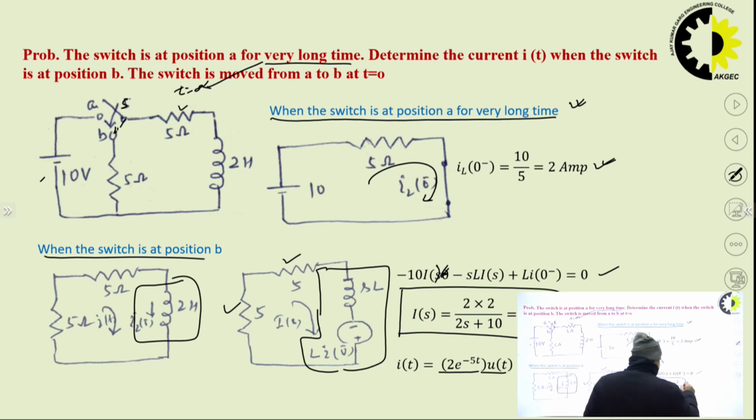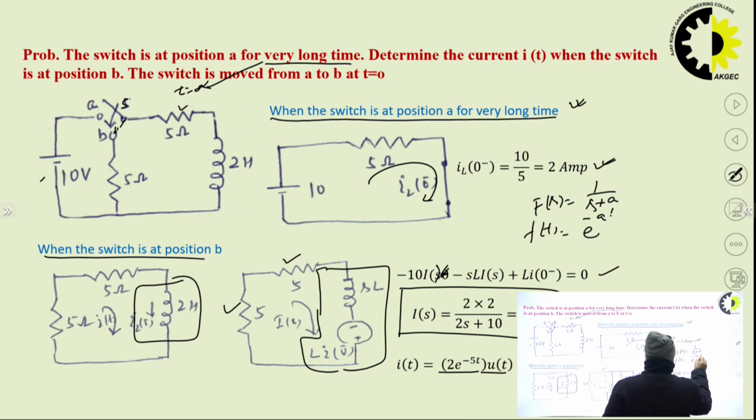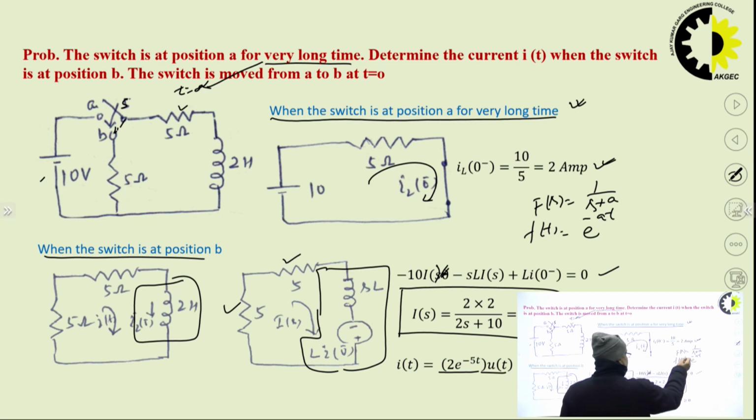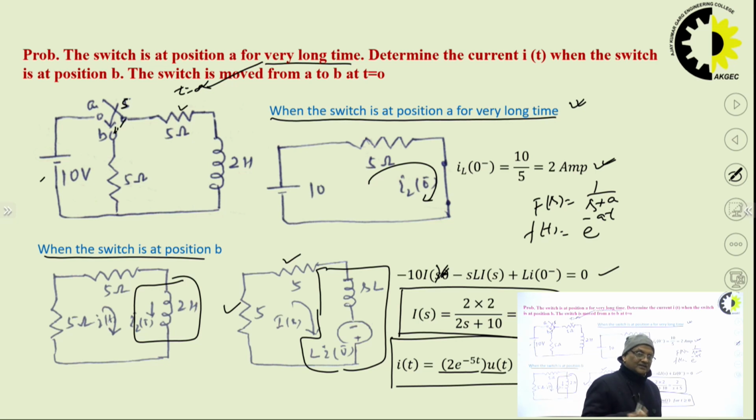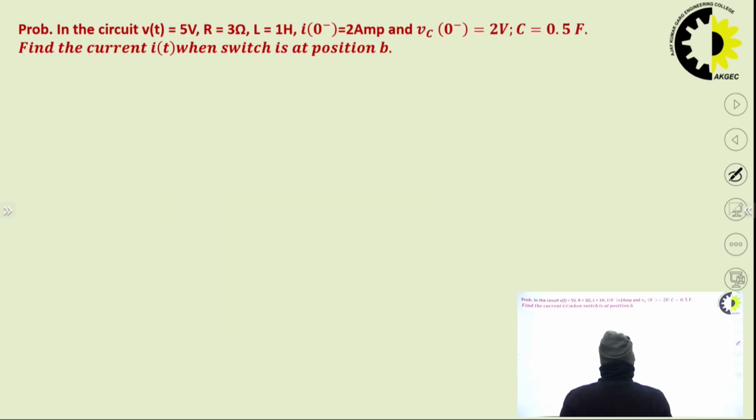This is the standard form. Suppose F(s) is 1 by s plus a, then f(t) is e to the power minus at. Simple. Here in place of a we have 5, and we have the constant. So, we can take the inverse Laplace transform here because it is in standard form. We can directly write the inverse Laplace transform of this function. So, this is a very simple circuit. Now, come to another one.